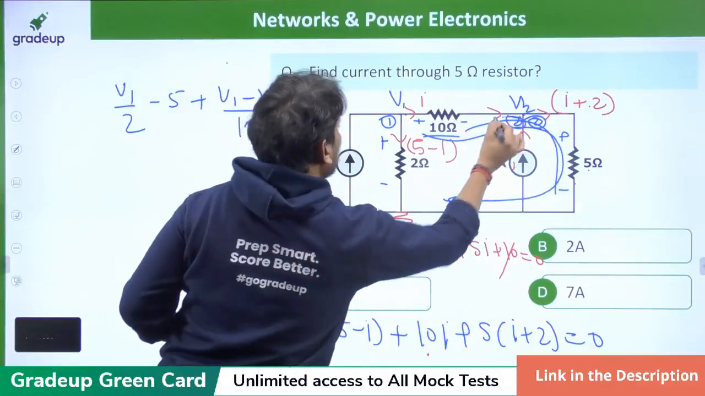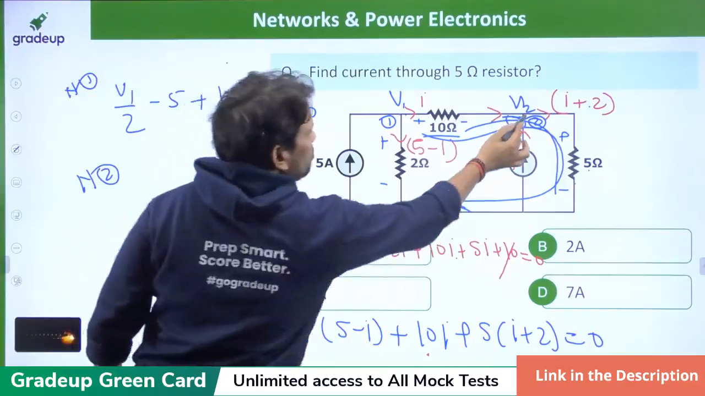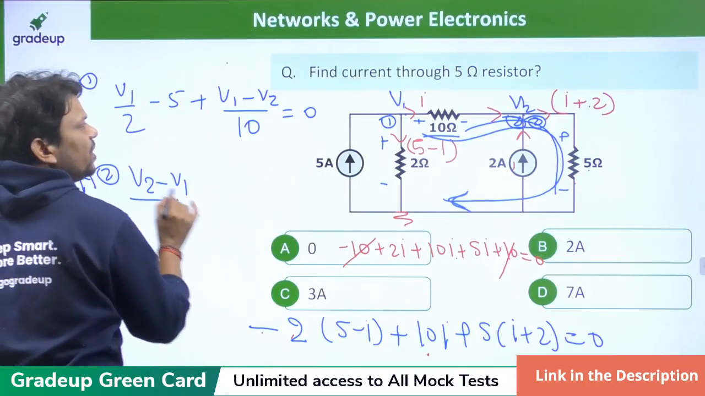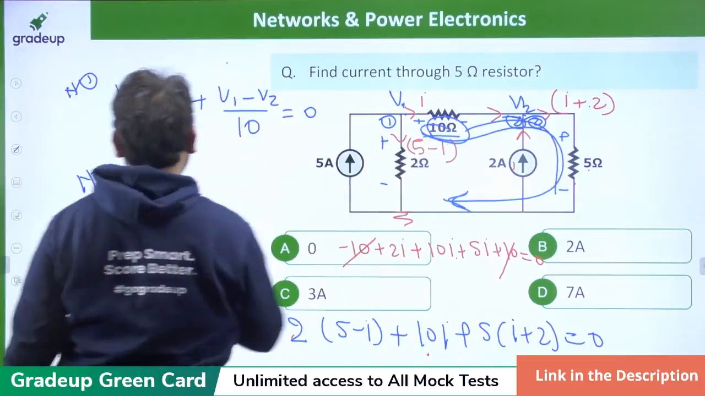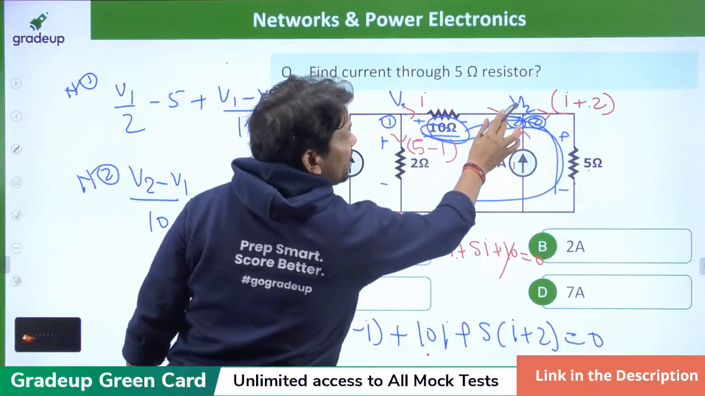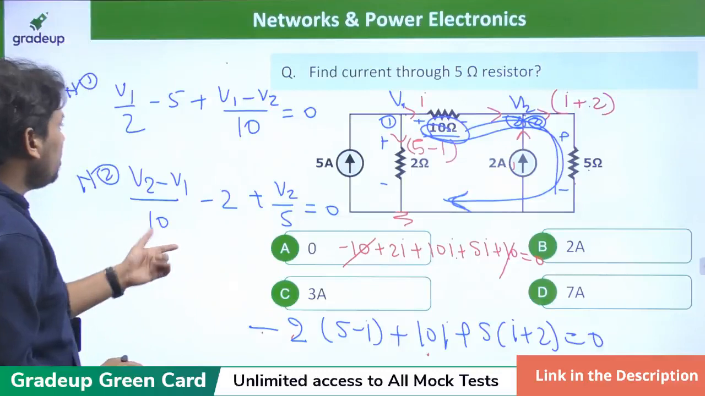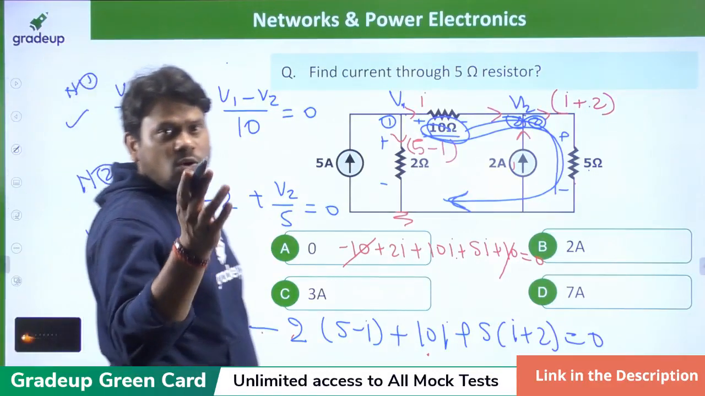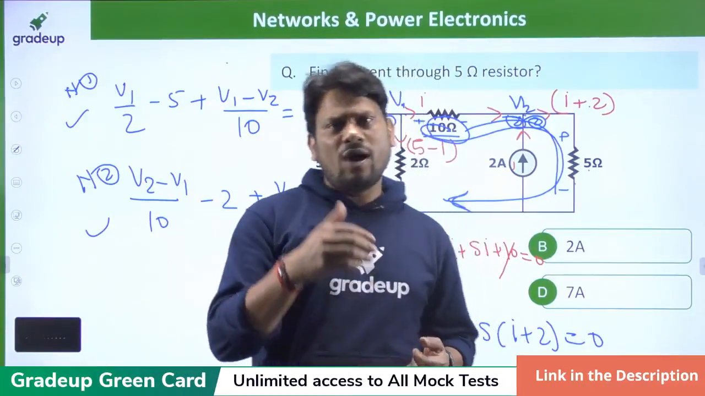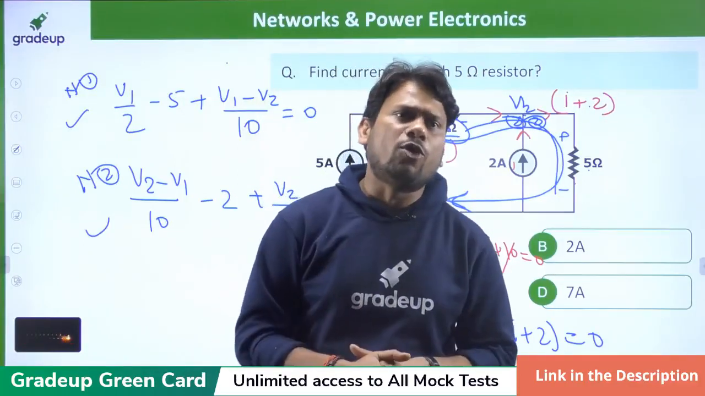Second equation for node 2. So this is node 1, that is node 2. For node 2, we have to assume V2 is the highest voltage. So V2 minus V1 by 10. Now this current is going to enter, so minus 2 plus V2 by 5 is equal to 0. These two equations you have to handle so that you can find out V1 as well as V2. After that, by Ohm's law or by potential difference, you can calculate whatever you want.